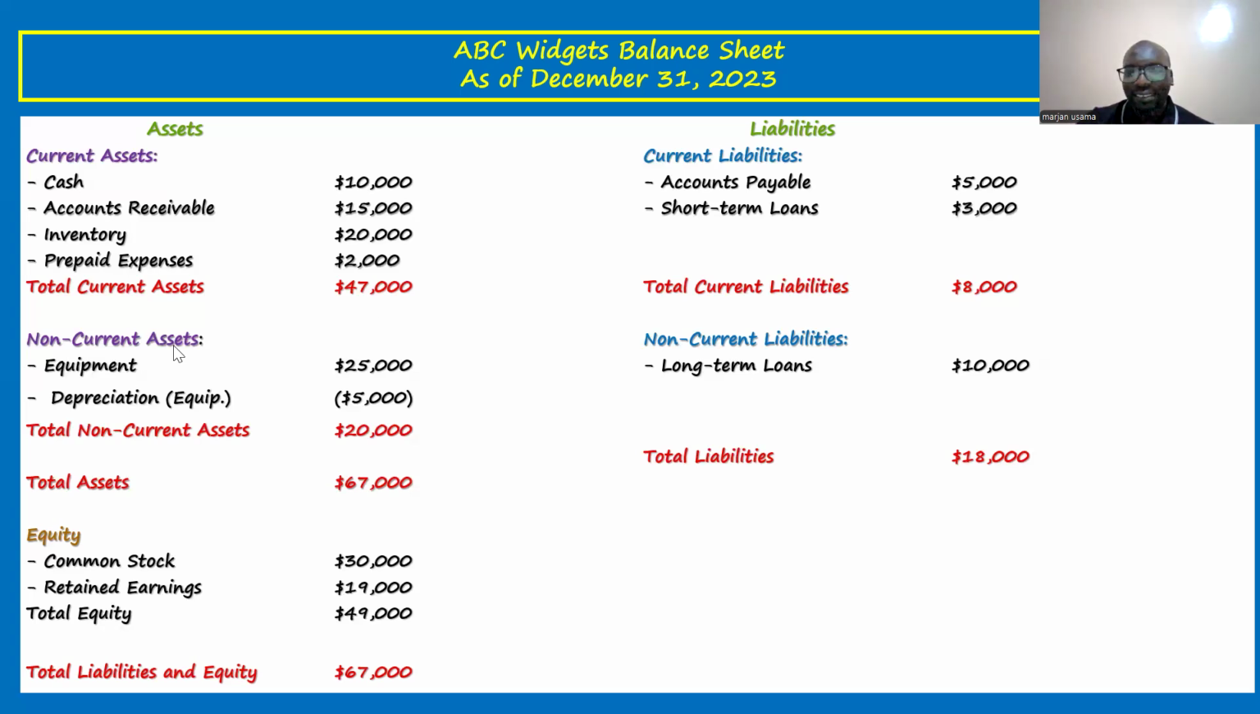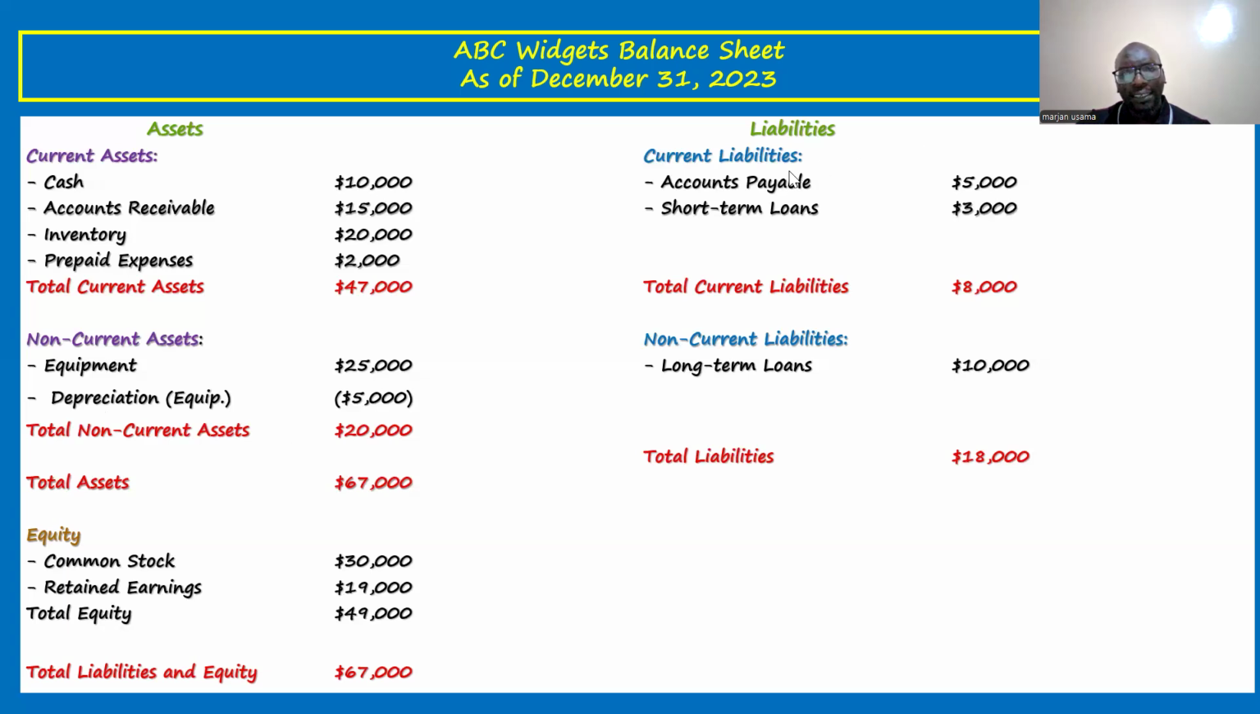The non-current assets, these are the fixed assets. We have equipment, depreciation equipment. So we have 5,000 less because it is depreciating. So this is the amount that is depreciating. So anything in brackets, it's minus. So our total non-current assets is 20,000. That is the 25,000 minus the 5,000. Now our total assets will be 47,000 plus the 20,000. That is the 67,000.